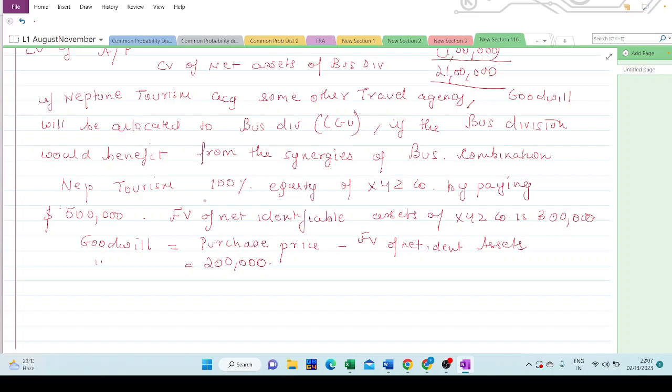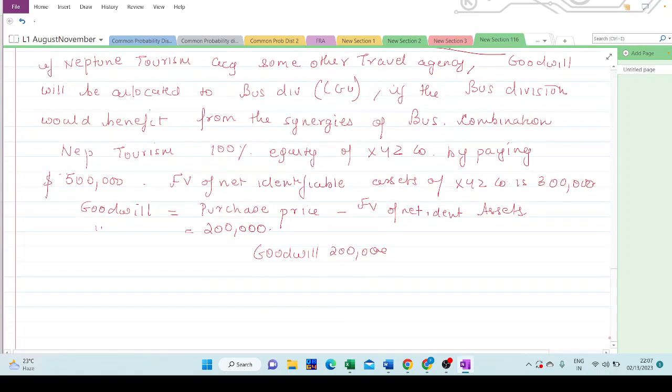So what Neptune Tourism does is that out of this goodwill of 200,000, it allocates goodwill of 150 to the bus division, and say the remaining 50 to the room service division.